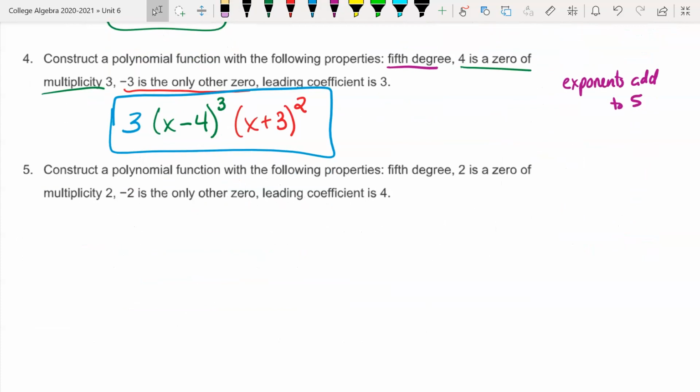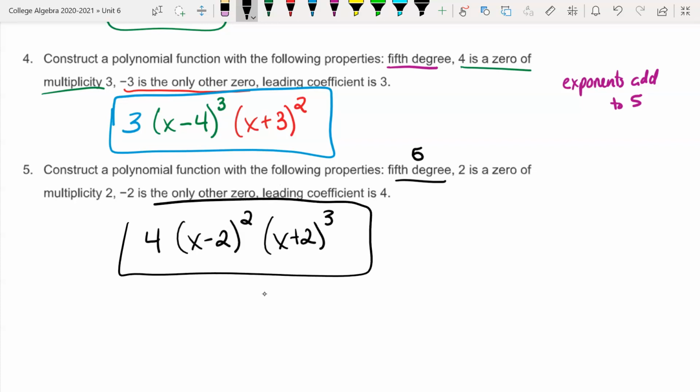Next one, construct a polynomial function with the following properties. Fifth degree, so we know it's got to add up to 5. 2 is a 0, multiplicity 2, so I'm going to say x minus 2 raised to the second power. Negative 2 is the only other 0, but it's got to be to the third, and I have a leading coefficient of 4. And that is the fundamental theorem of algebra.